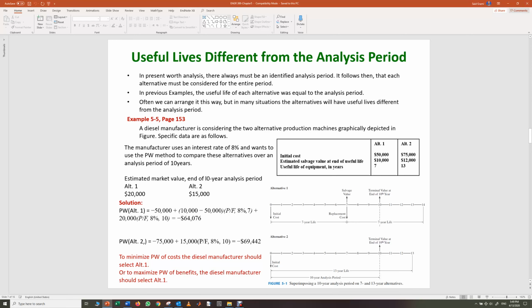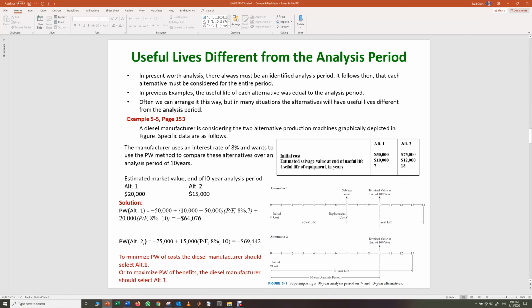So in present worth analysis, there always must be a defined analysis period. It follows then that each alternative must be considered for the entire period. In previous examples, the useful life of each alternative was equal to the analysis period. This is what we saw in the previous section. Often we can arrange it this way, but in many situations the alternative will have useful life different from the analysis period. So let's see an example.